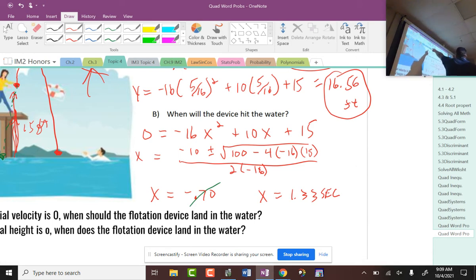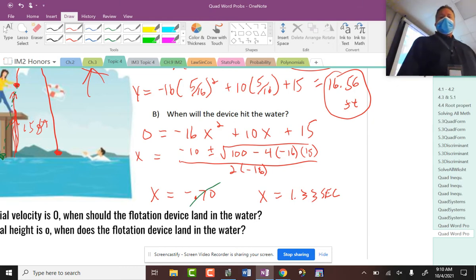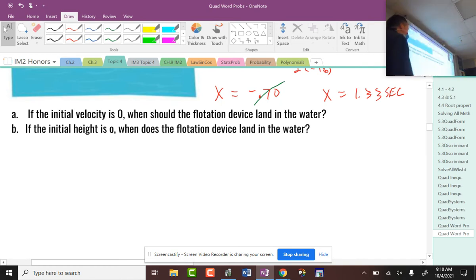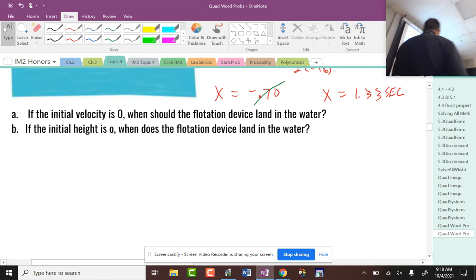All right, so we had this negative 16t squared on our last test. I know we did. Now we can answer when does it hit the water instead of just answering the max height. Okay, then I like this question because it exercises the formula a little bit more. I should make you responsible for knowing the formula and how to insert the numbers. So we'll see if that happens. The initial velocity is 0. When should the flotation device hit the water?